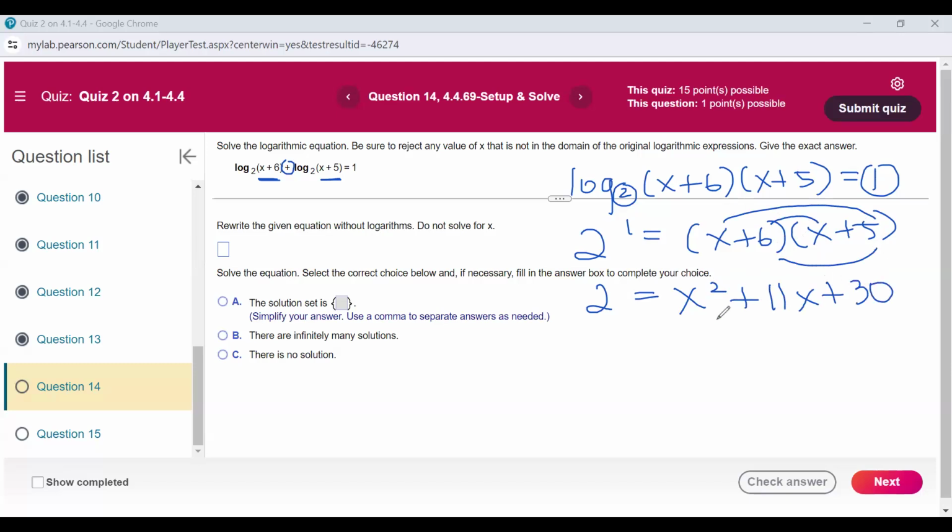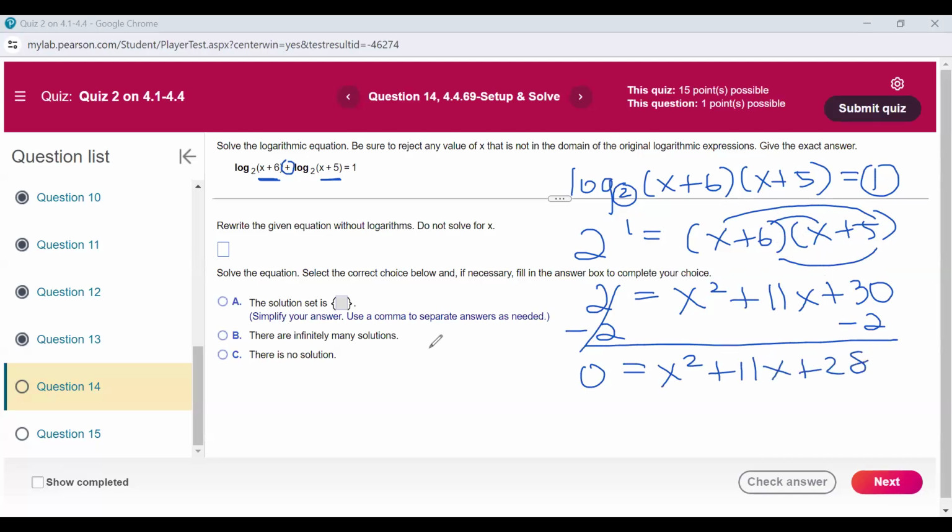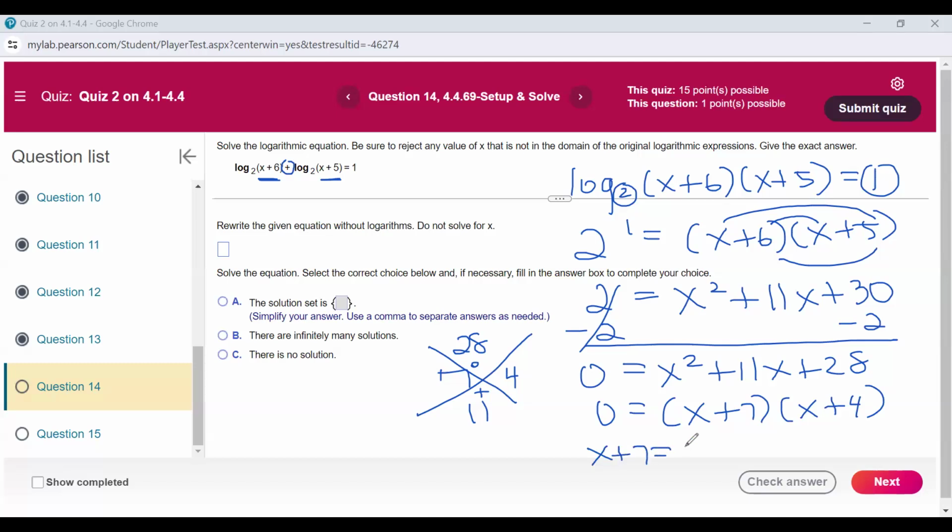Okay, now it becomes a quadratic equation. We solve quadratic equations by setting everything to 0. So 0 equals x squared plus 11x plus 28. So factoring now, what multiplies to 28 and adds to 11, it's going to be 7 and 4. So our factors are x plus 7 and x plus 4. So if we set both of these equal to 0, we subtract the 7 away, we get -7, and here we get -4. Now it says to reject any value of x that's not in the domain.